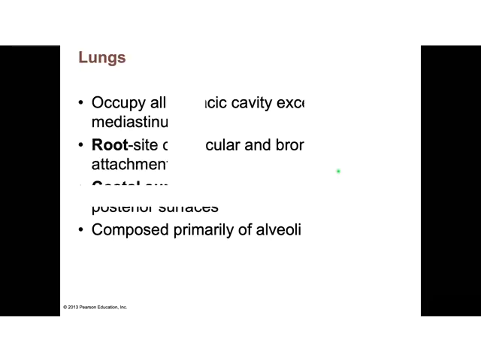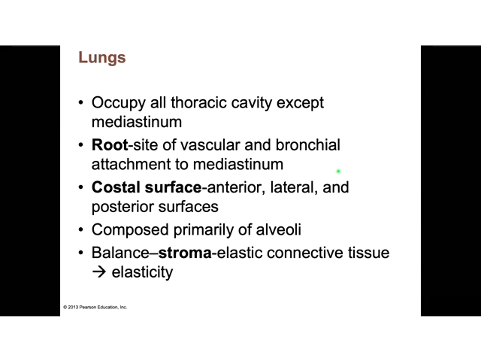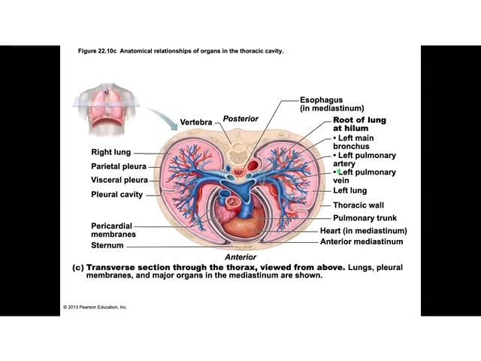The lungs occupy the entire thoracic cavity with the exception of the mediastinum. The root is the site of vascular and bronchial attachment to the mediastinum. The costal surface has an anterior, lateral, and posterior region. It's called costal because it is in contact with the costal cartilages of the ribs and the ribs themselves. It's composed primarily of alveoli. The rest is stroma, which is elastic connective tissue that lets the lungs stretch out and recoil when you breathe.